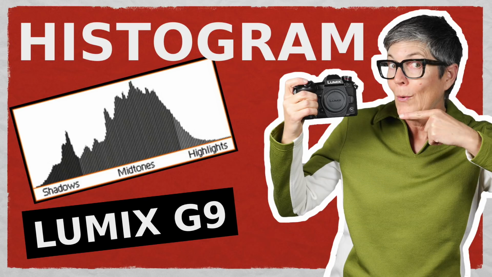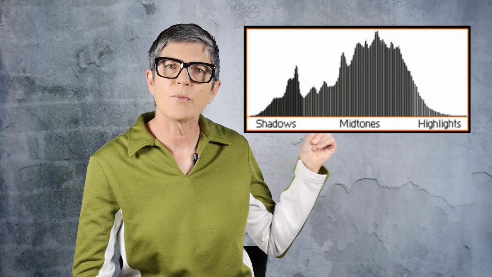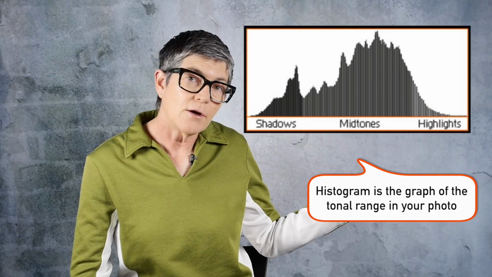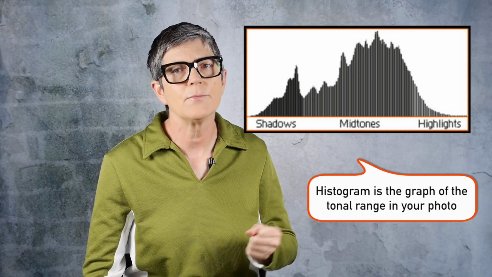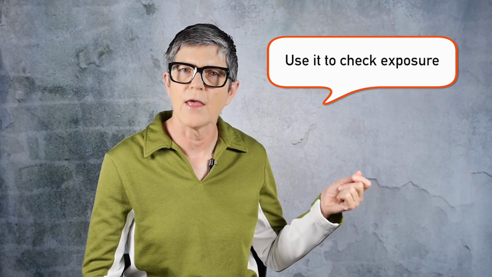So what is the histogram? Well, the histogram is a graph of the brightness levels in your photo, or what other people like to call the tonal range of your photos. Now, the histogram is important because sometimes you can't get to a computer to check your file in detail, but if you look at the histogram on the back of your camera, you can tell if your image is properly exposed, and that's the key.